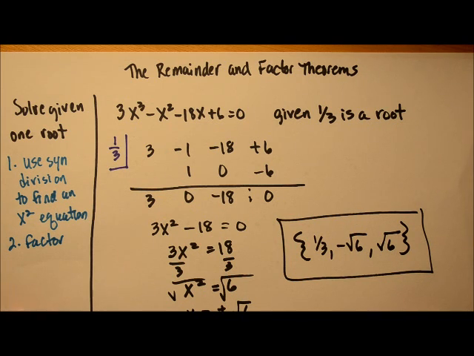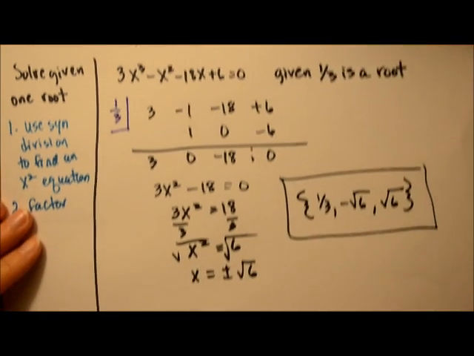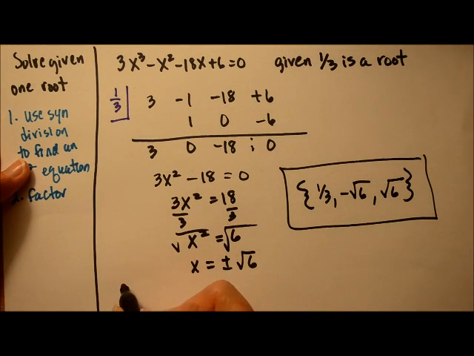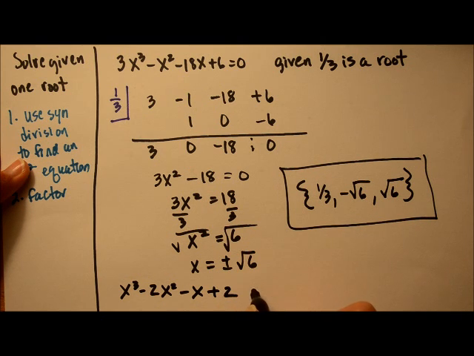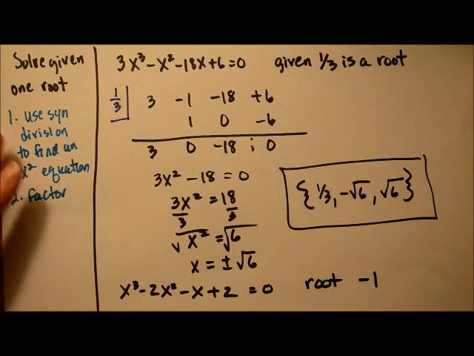All right, and here is one for you to do. I'm just going to put it right here. Why don't you try this one? x cubed minus 2x squared minus x plus 2 equals 0. The root is negative 1. So go ahead and try that one, and we will talk about that one in class tomorrow. All right, I think we're good.